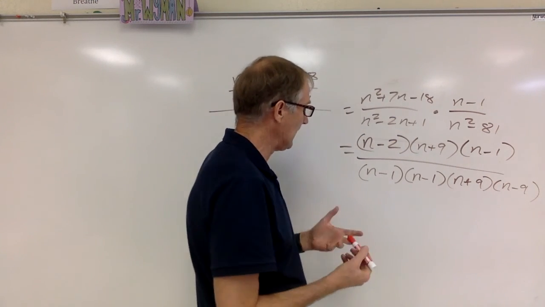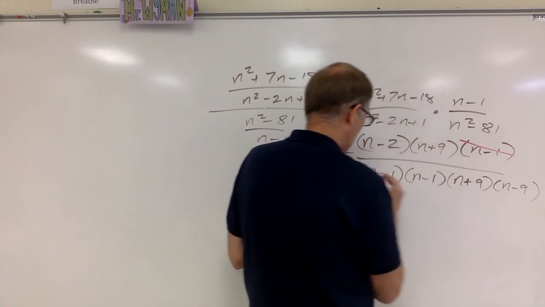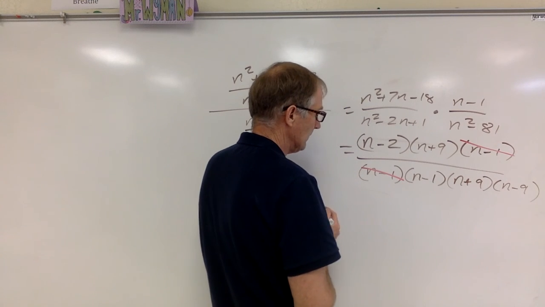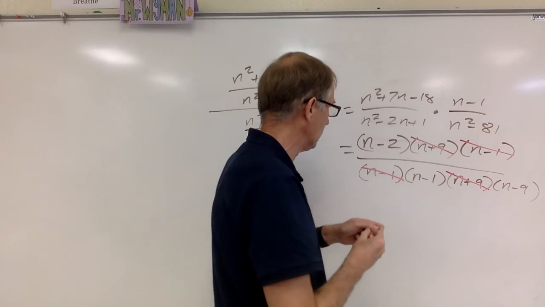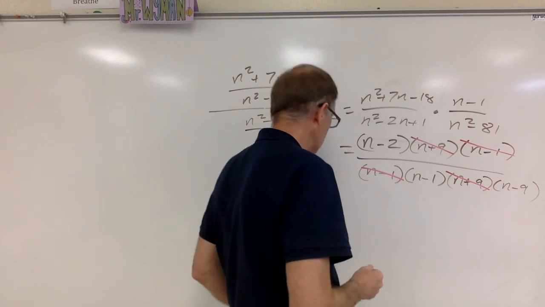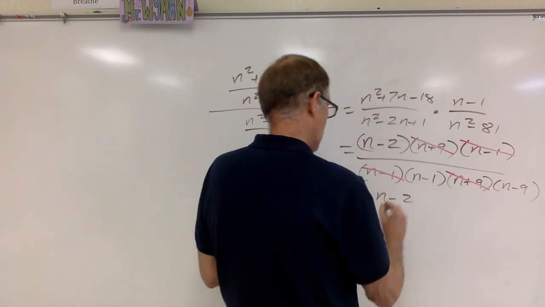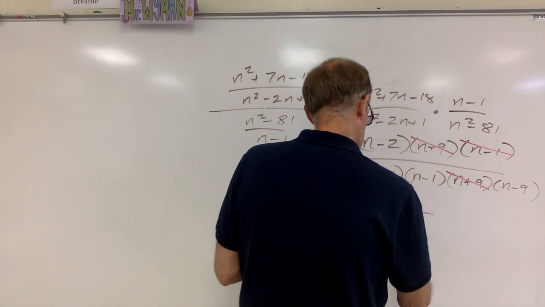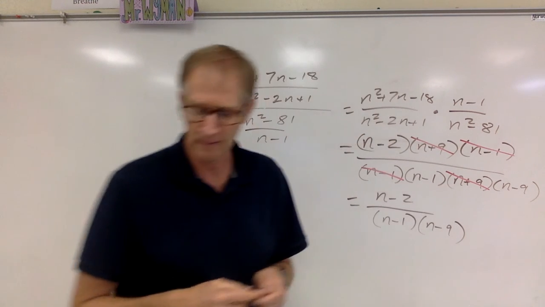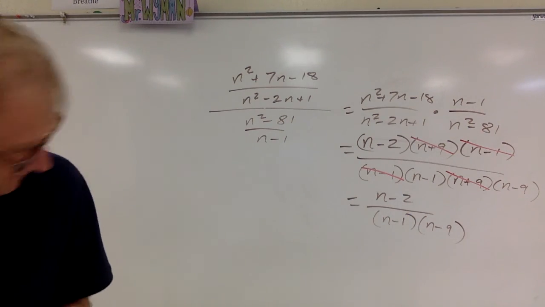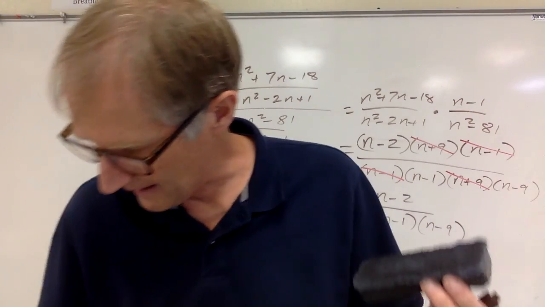Now look at anything that is the same in the numerator and the denominator. You have n minus 1 in the numerator and in the denominator. And I have n plus 9 in the numerator and n plus 9 in the denominator. And then anything that's left is, well, left. So there's n minus 2 divided by n minus 1 times n minus 9, and you cannot do anything with that. Okay? So that ends that section.